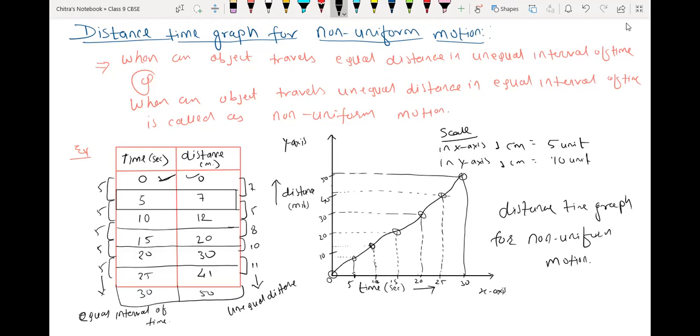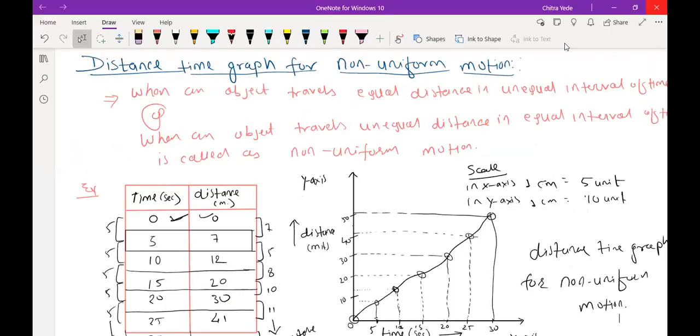Understood, beta? Any doubt here? Yes, sir. Any doubt? No, no. Okay. Now take a screenshot for that also. Done? Yes, sir. Okay.